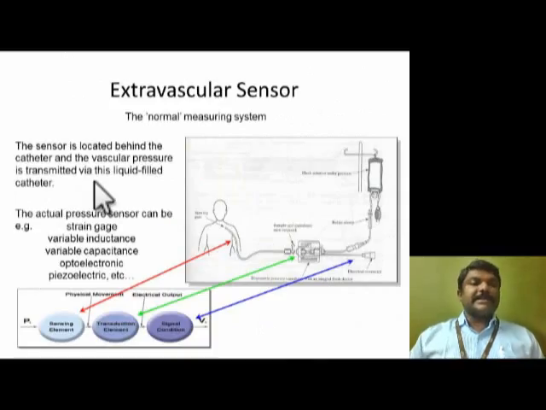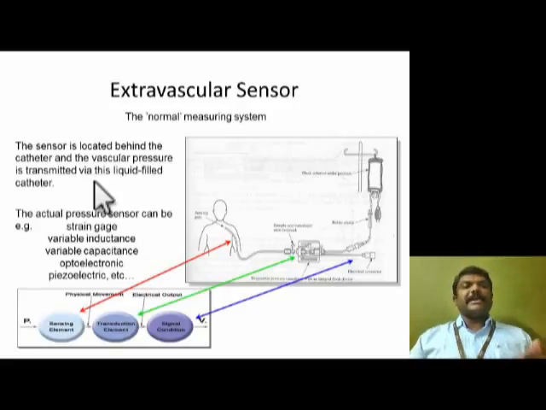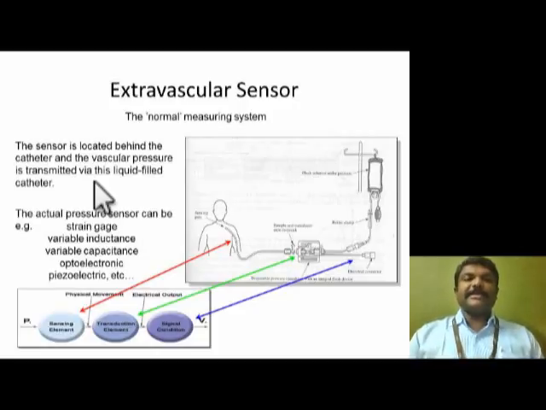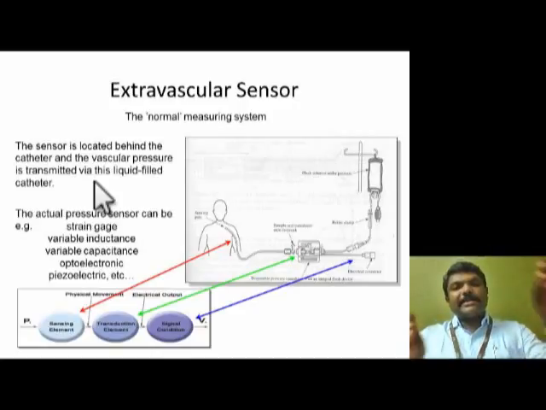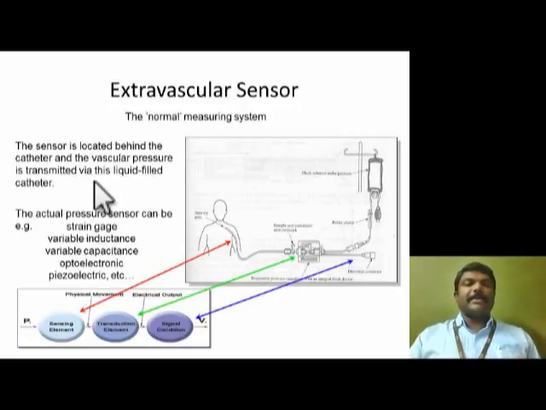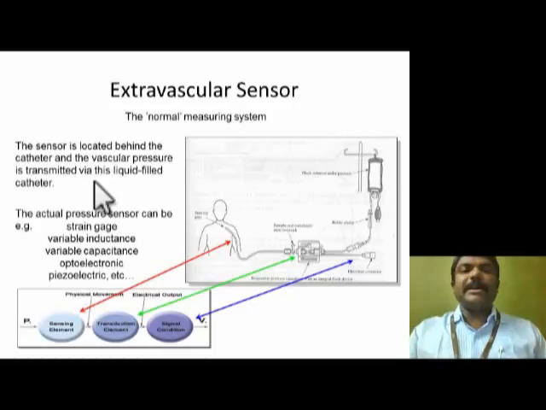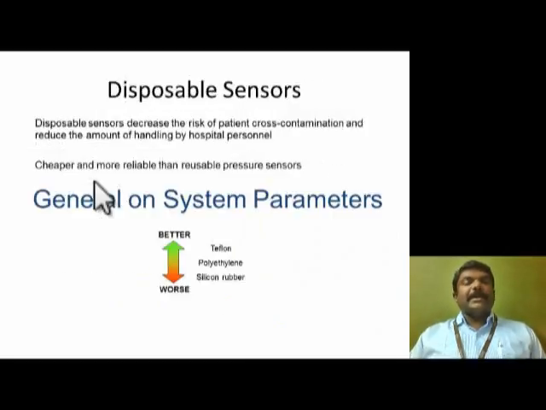Now for extravascular sensor systems, we can use different types of sensors like strain gauges, variable inductance type, variable capacitance, optoelectrical sensors, piezoelectric sensors. So many different sensors like diaphragms and different pressure sensors can be used. The size doesn't matter here, because we are keeping the sensor outside the body, so we can use a different range of pressure sensors. And of course, if you use high-end pressure sensors, the accuracy increases. The only problem is in the transmission. When the pressure is carried through the saline, there is a chance of pressure drop. If that can be compensated or nullified, then the extravascular sensing system gives you good results.